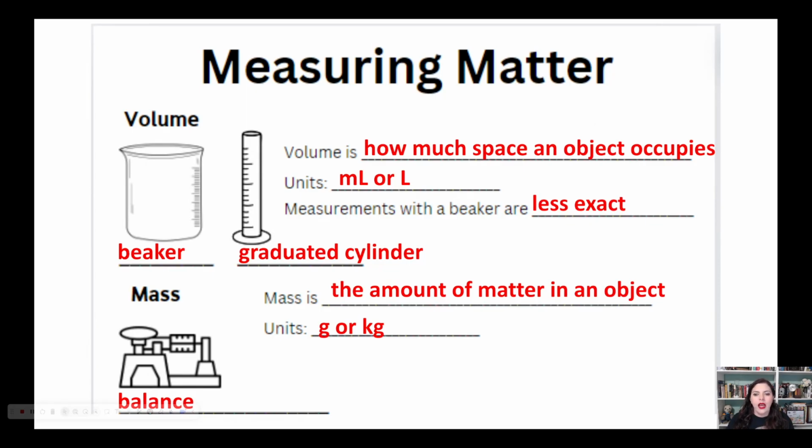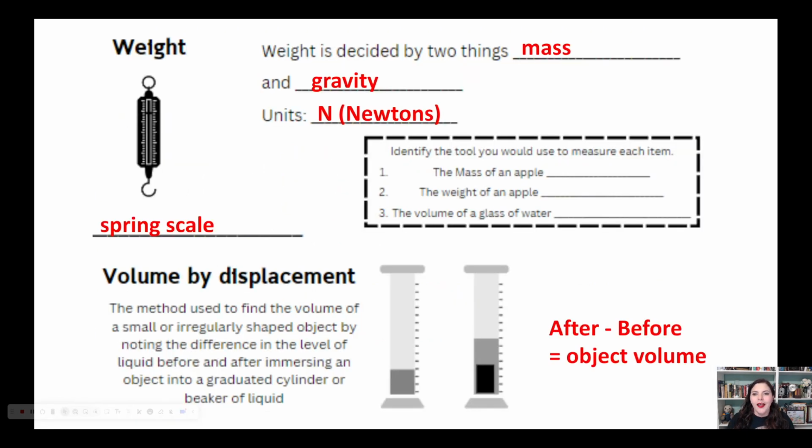Mass is going to be how much matter something has, right? How much matter something contains. And we use grams or kilograms for mass. We can use a triple beam balance to measure mass, or we can also use a scale. We're more than likely going to use a digital scale to measure mass because it's just a little bit better, and our triple beam balances are not that accurate. They're kind of broken, okay?